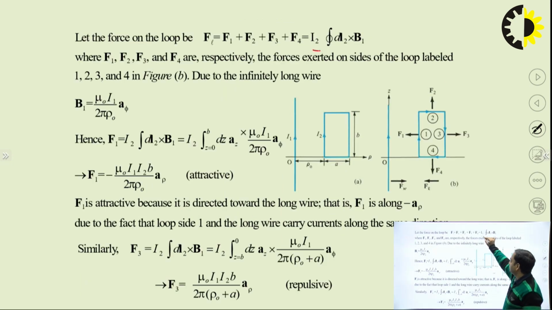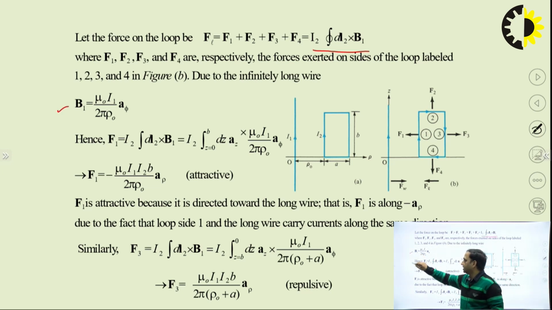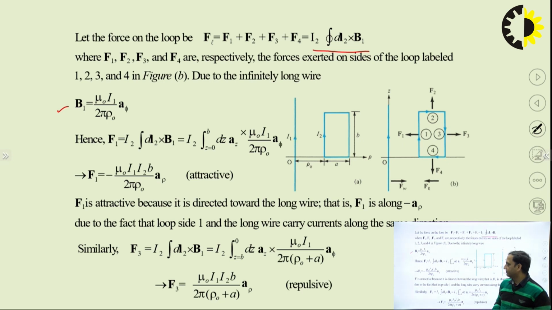So this is equal to I2 dL2 cross B1. B1 we can find for the infinite line, that is equal to mu naught I1 upon 2 pi rho naught into a_phi. We find this when we have an infinitely long current-carrying conductor, and the magnetic field we derived by Ampere's law is mu naught I1 upon 2 pi rho naught a_phi. So we have to use B1 all the time from here.